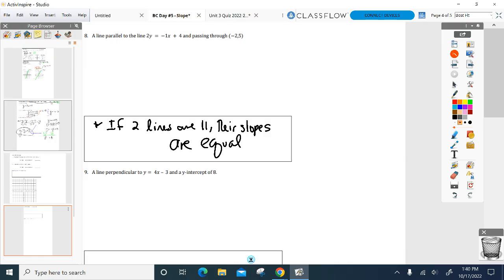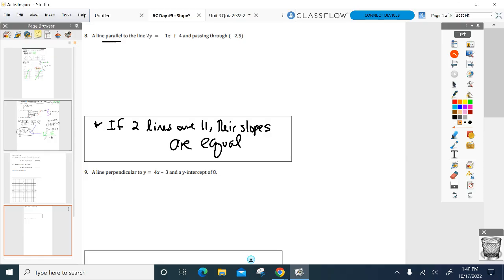So let's look at 8. I need you to write an equation, so it's got to be y equals mx plus b at the end. It's got to be parallel to this line and goes through (-2, 5). All right, let's review again. What are the two things I need to write the equation of a line? Slope and y-intercept.